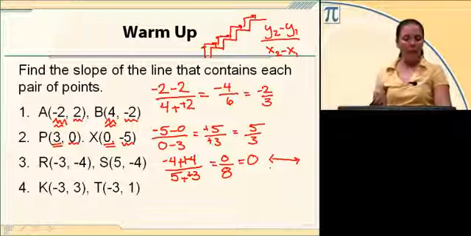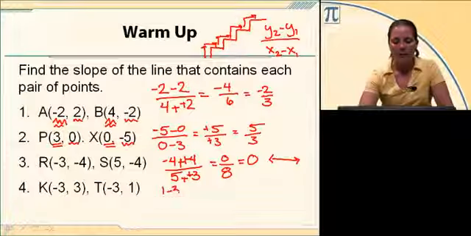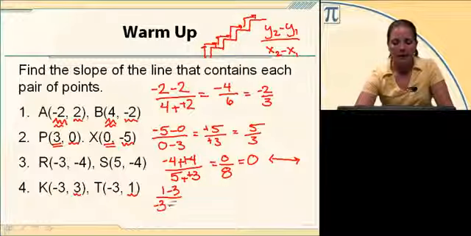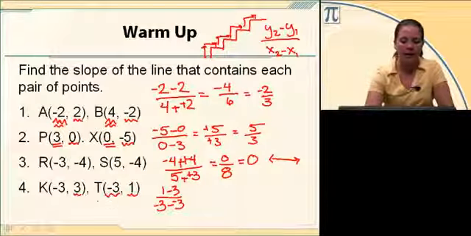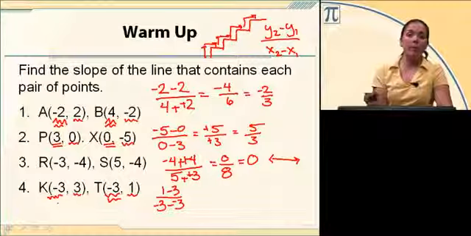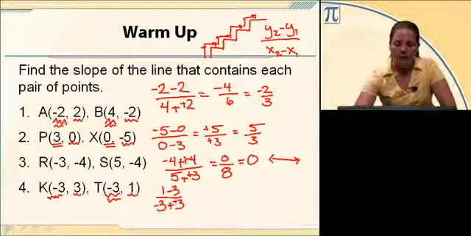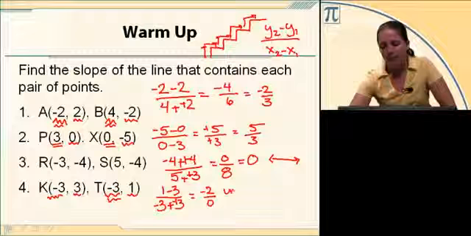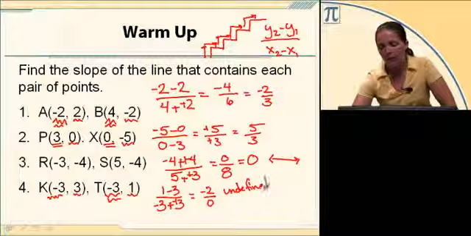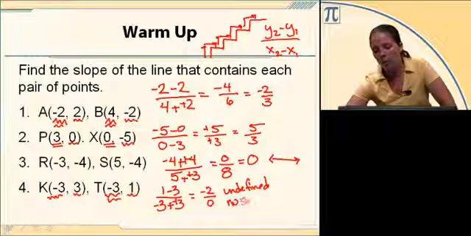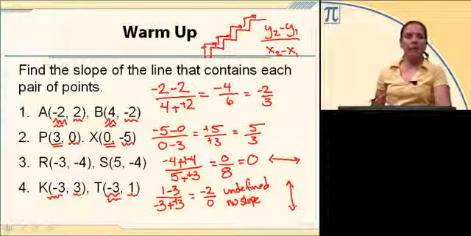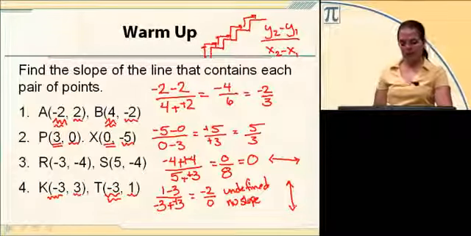The last one here, number 4, I've got the points (-3, 3) and (-3, 1). So I'm going to take 1 minus 3, that's my y minus y, over x minus x, which is -3 minus -3. This gives me -2 over 0. Well, anything over 0 is undefined. You can't divide by 0. So it's an undefined slope, or there's no slope. Lines that have no slope are vertical lines. So the undefined slope, those are vertical lines.